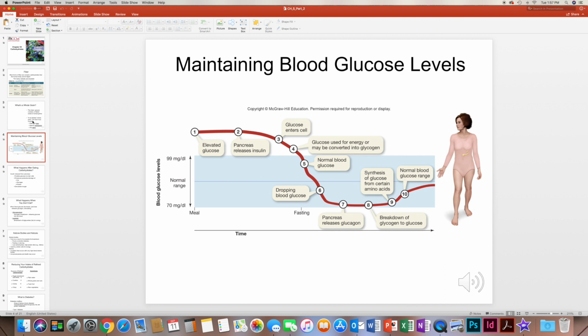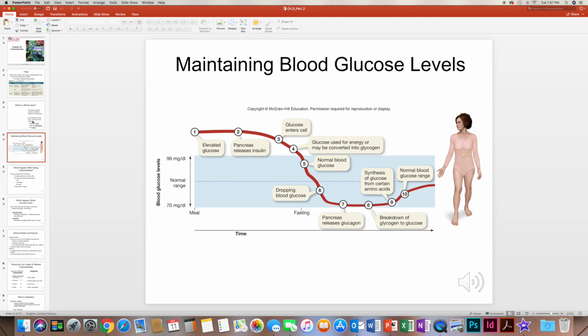But if blood glucose drops because of, let's say, fasting, then the pancreas will release glucagon. Glucagon will then synthesize glucose from certain amino acids. It'll break down the glycogen that's stored in the liver and muscles into glucose and bring that blood glucose back into a normal range.